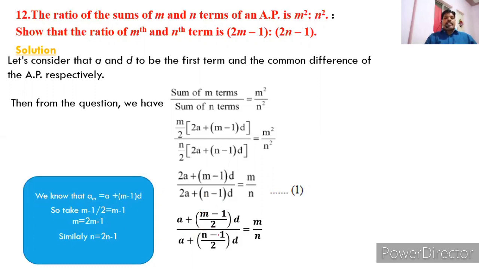Similarly, you have to get nth term in the denominator, you have to replace n is equal to 2n minus 1. Why? Because in the question they are asking the ratio of mth term and nth term. So that's why we are taking m is equal to 2m minus 1 and n is equal to 2n minus 1. After getting these two values, replace in this equation, what we will get that putting m is equal to 2m minus 1 and n is equal to 2n minus 1.